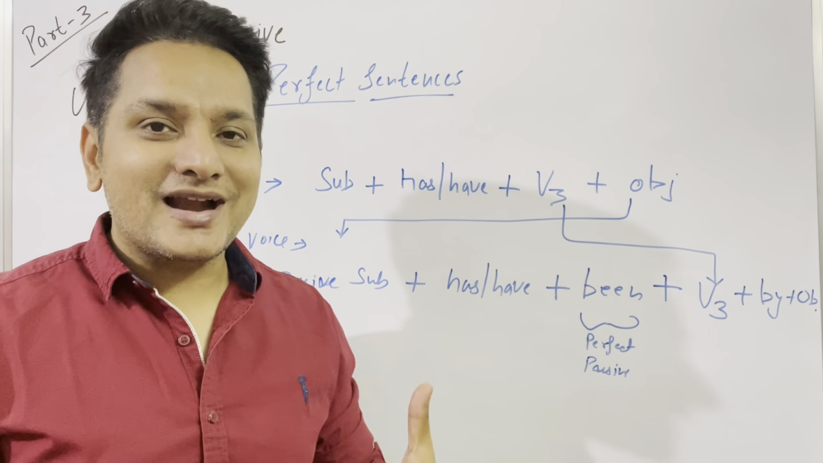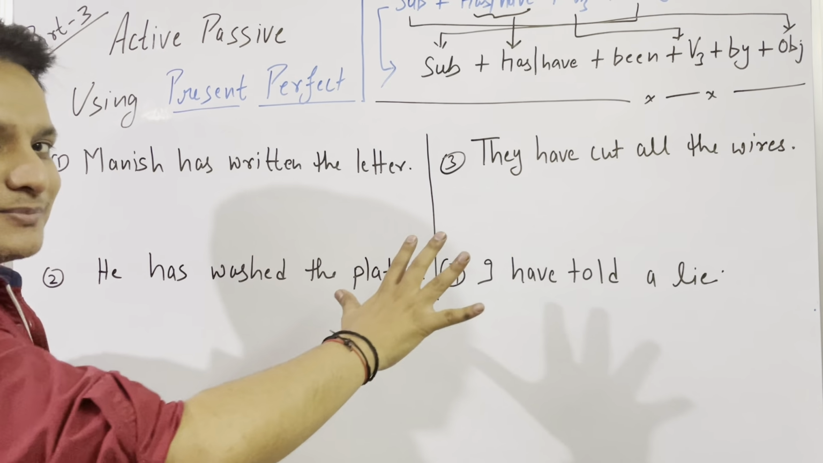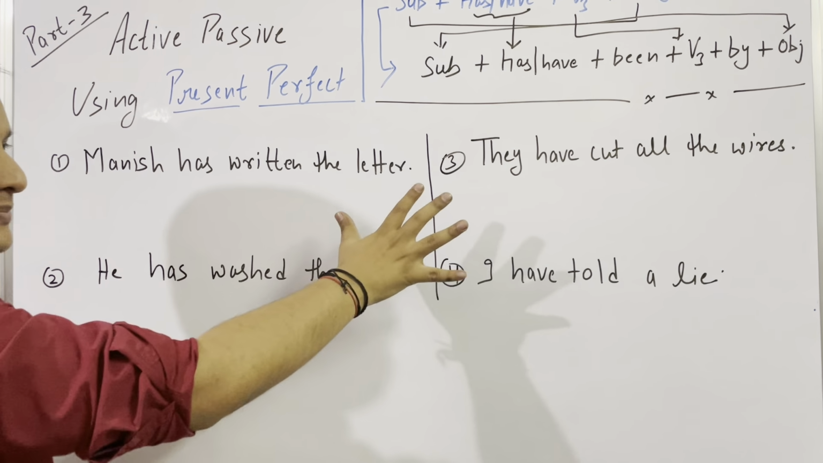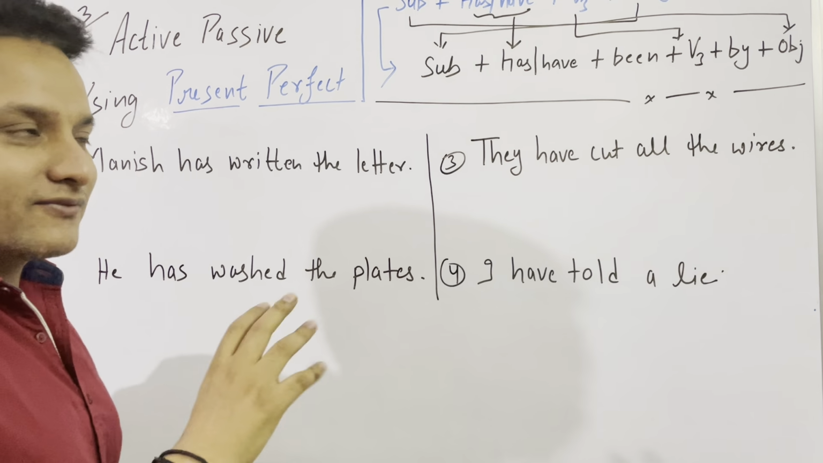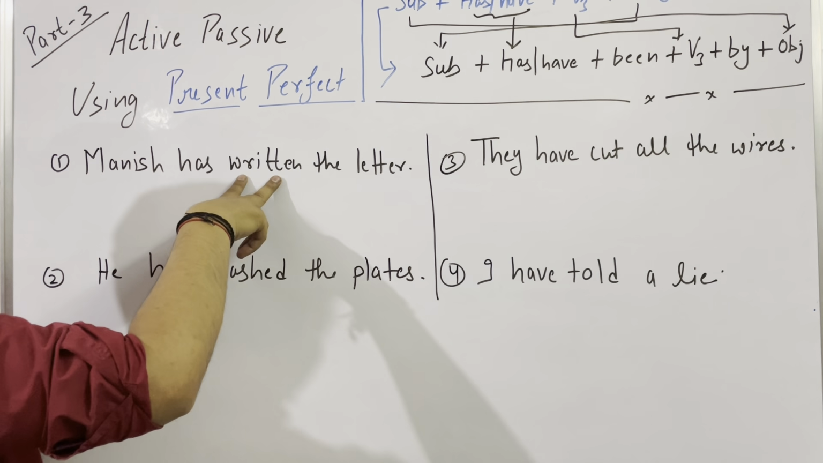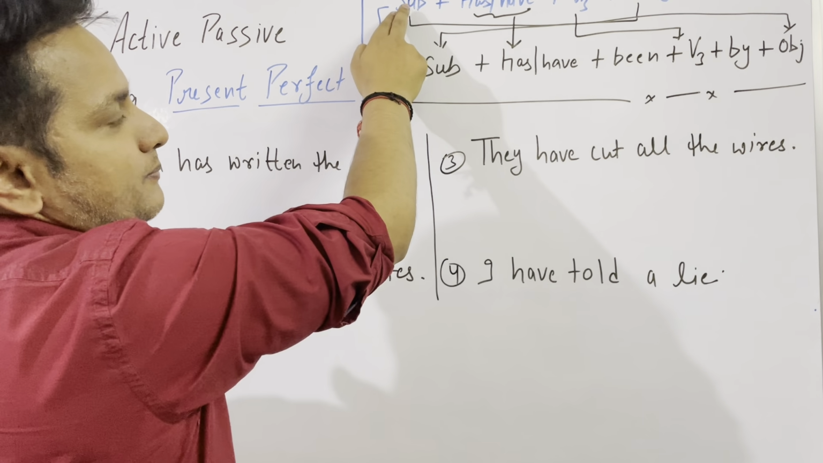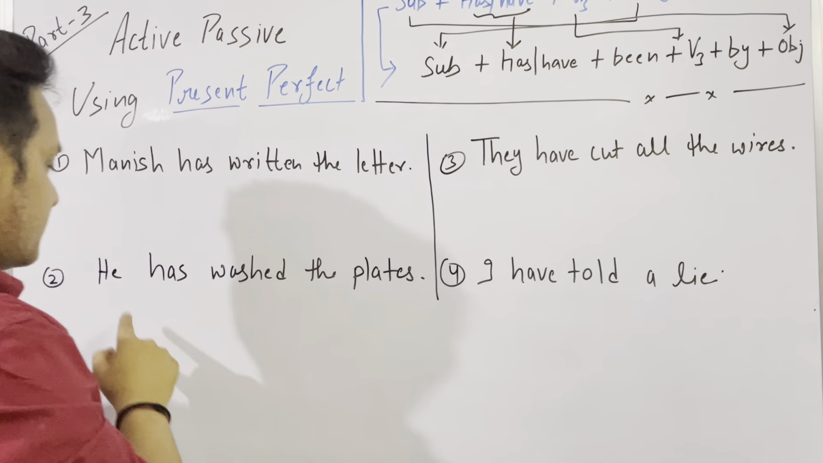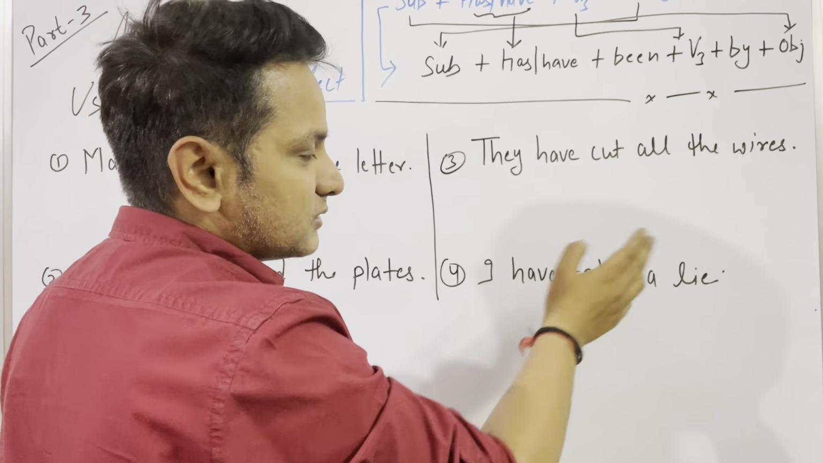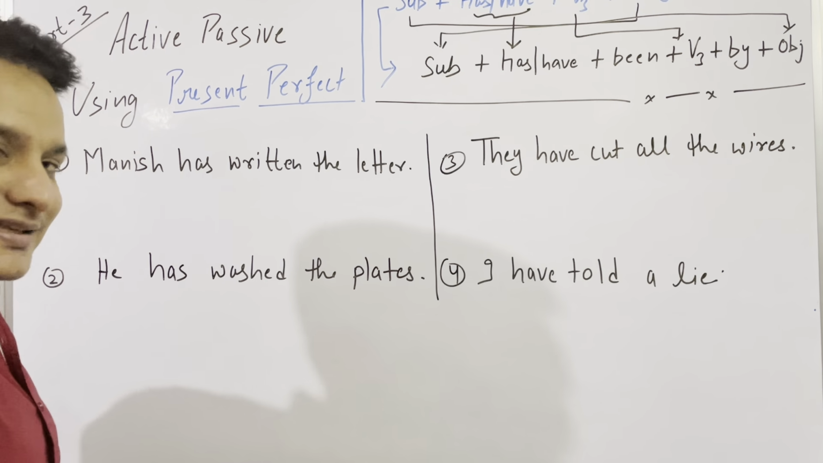So let's take a look at the examples. So let's talk about some examples. I've written 4 examples here and we'll be converting them into passive form. All these statements are in present perfect form. If you can see, subject, has or have, third form, and the object. That's what I said before, that the present perfect tense is in this form, right? He has washed, they have cut, I have told. They all are in present perfect form. Let's convert them into passive.